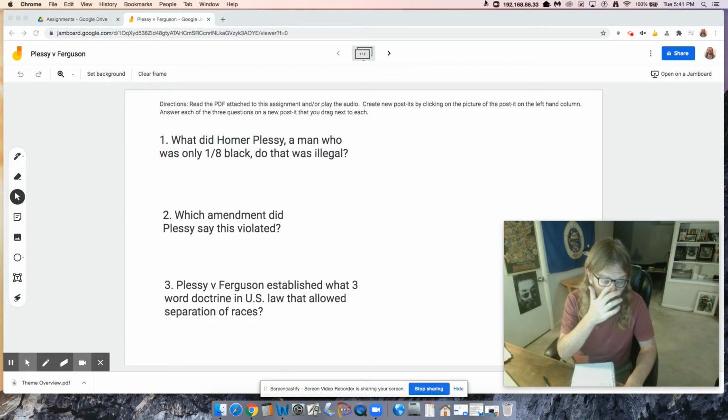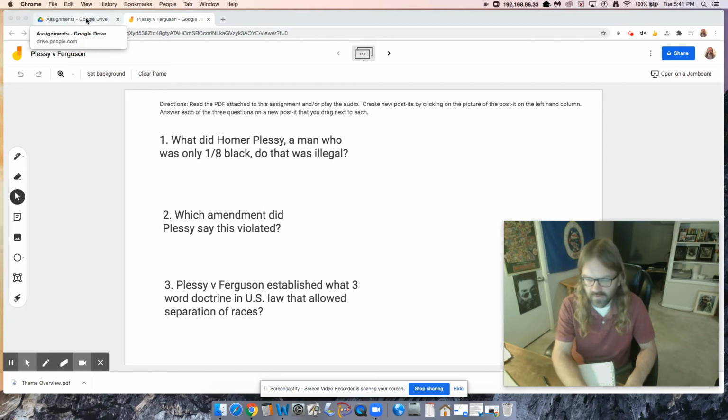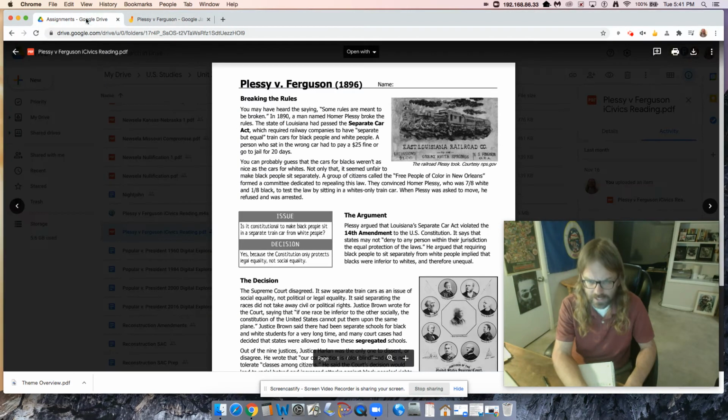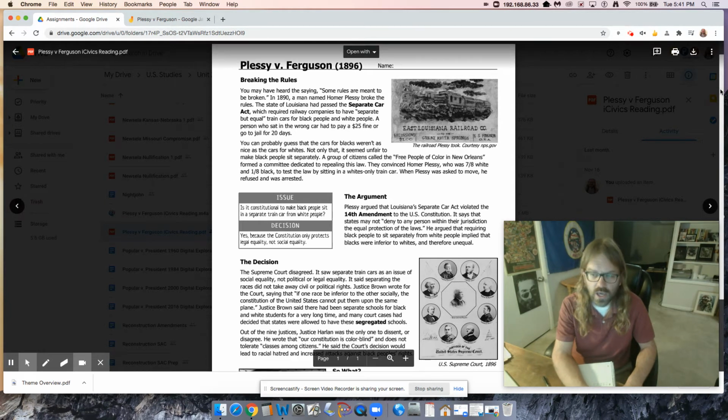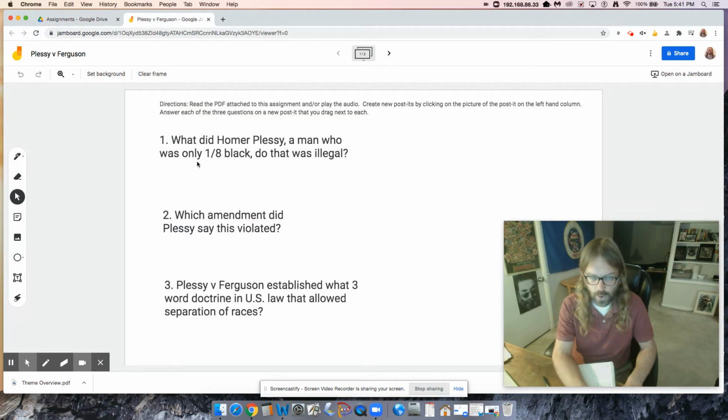So for this assignment, you're going to be doing a couple different things with a Jamboard. You're going to start with a PDF of a short reading. It's only a single page. Attached to this assignment, you'll have this reading and you can read through this. There will also be an audio clip that you can listen to of me reading this to you. The audio clip's only about 2.5 minutes long. And you're going to use this reading and that audio clip to answer these three questions.